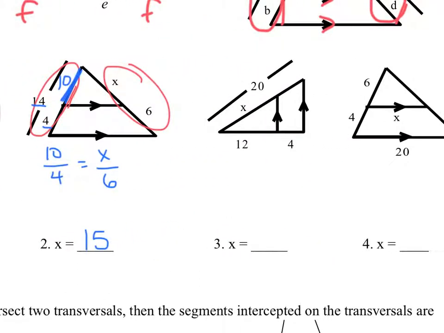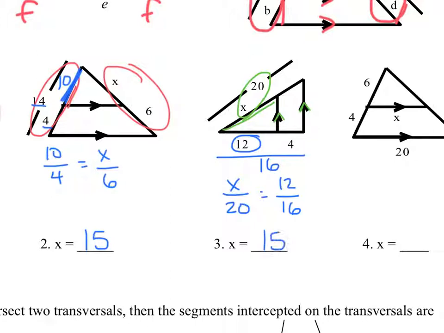On the next one, it's flipped on its side, but that's okay. We still have our two bases that are parallel to each other. And on this one, we know the top of the triangle and the whole thing, so X and 20. And then on the other side, we know the top of the triangle and the whole thing. We could add those two together, would be 16. So we could say X over 20 equals 12 over 16, and then cross multiply. So 20 times 12 and then divide by 16 would give us X equals 15.